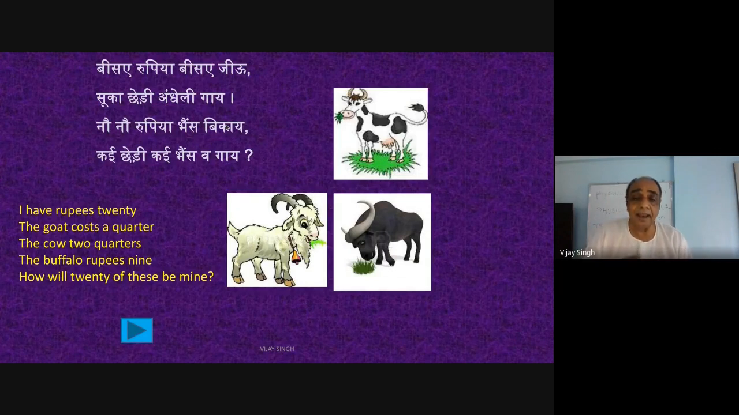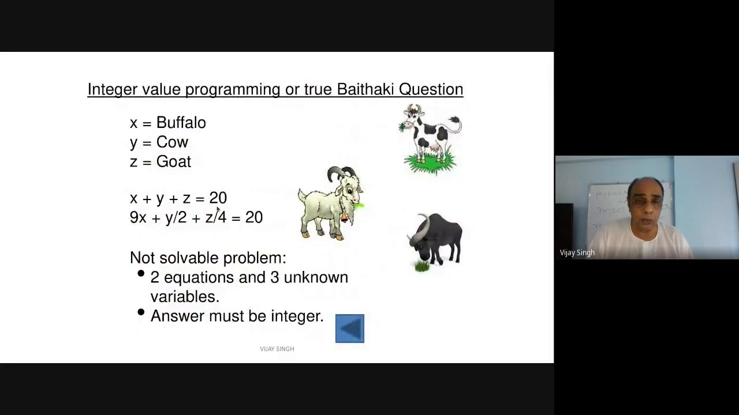You can only solve it by the Baitaki method, because if you try to set up the equations, you get fewer equations and more unknowns. You get 2 equations, 20 for the animals, 20 for the rupees, and you have 3 unknowns, the number of buffaloes, cows, and goats. And the answer must be an integer, of course. You can't have half a cow, or 1/4 of a goat.